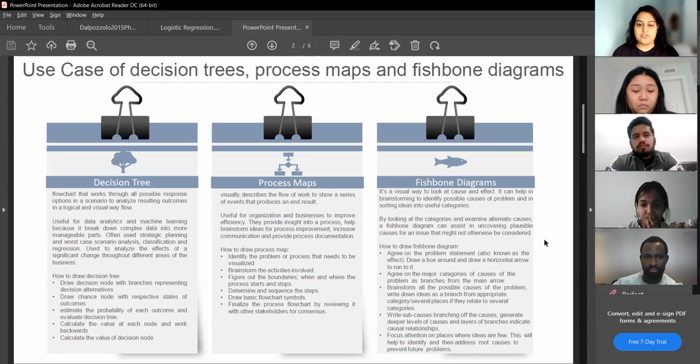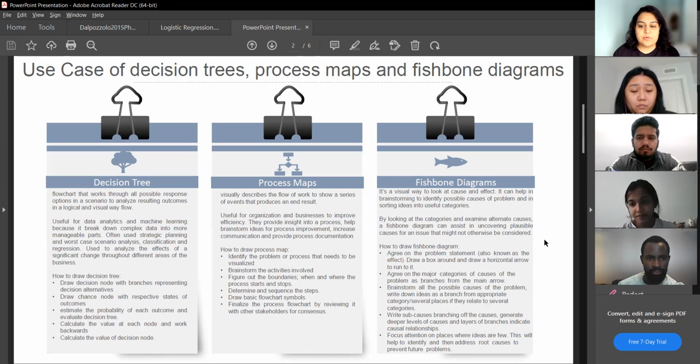The next one is the fishbone diagram. So it's a visual way to look at cause and effect. It's in the form of a fish where it starts with the possible cause and then sorts ideas into useful categories. By looking at the categories, we examine the alternative causes and we try to uncover the possible causes for an issue that we might otherwise not be able to consider.